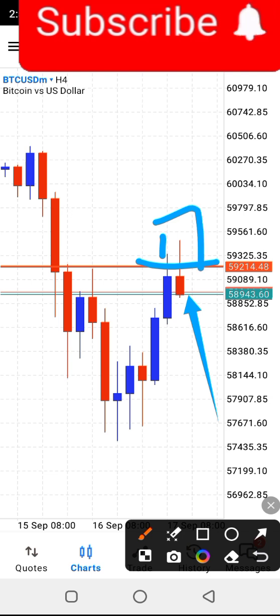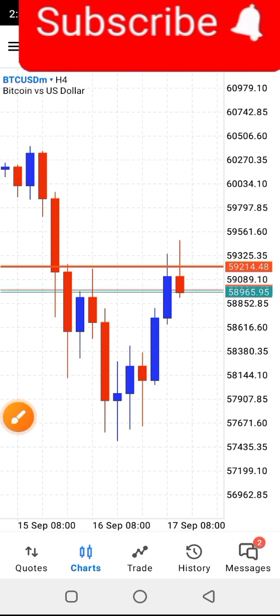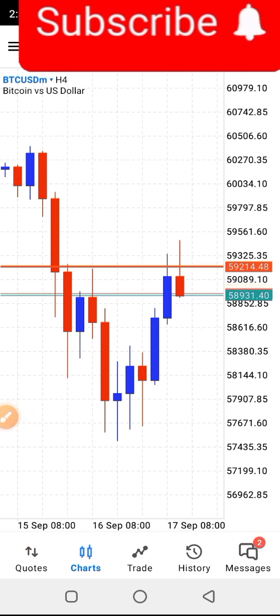The candle has to close above this level for us to say there's a change of character, and we'll be looking for opportunities to actually buy in the market. So for now, we are not looking for opportunities to buy. This is still a downtrend and we'll be looking for opportunities to sell. All we need is extra confluence as we step down into lower time frames.